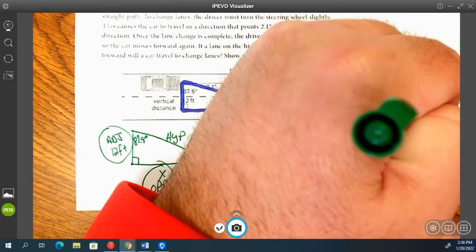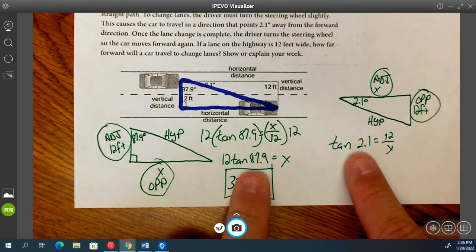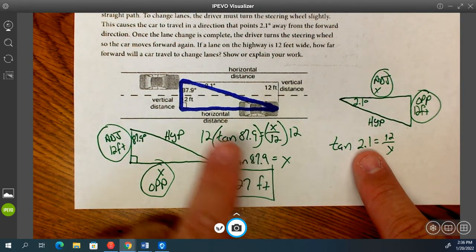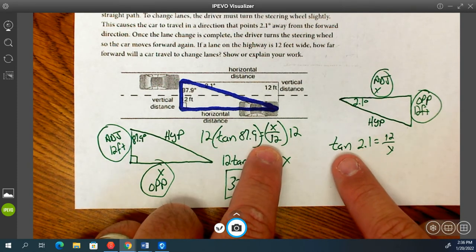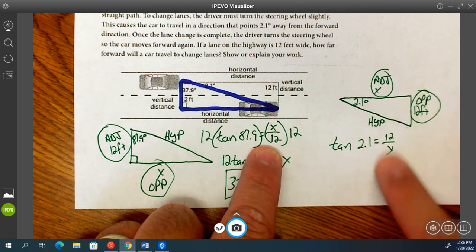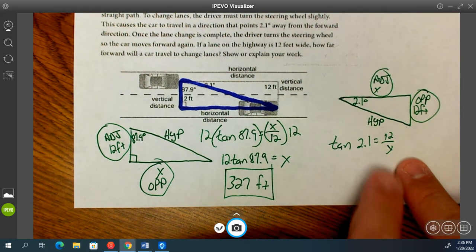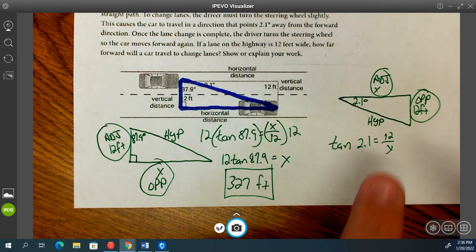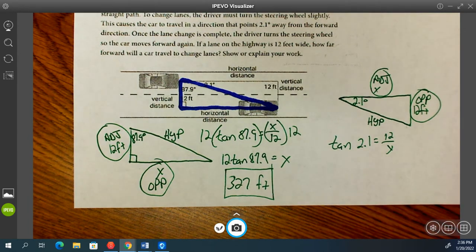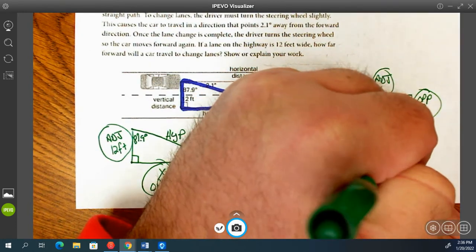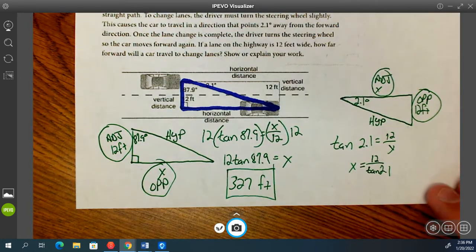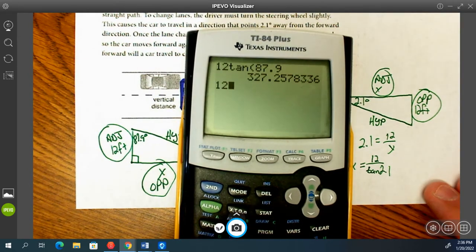It's kind of interesting because these two functions look completely different. Tan of 87.9 equals x over 12. This is 12 tangent 2.1 equals 12 over x. So when I have x in the denominator, I just do what? Switch. x equals 12 over tan 2.1. 12 divided by tan 2.1.